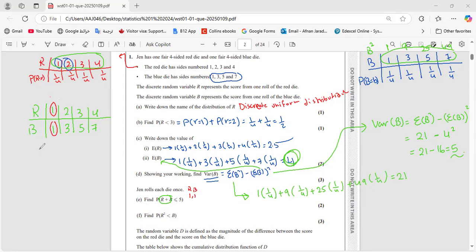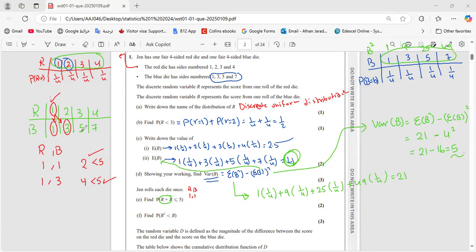Okay? Here, red, blue. I will take 1, 1. The sum is 2. 2 is less than 5. So, accepted. The other one, if you add 1 plus 3, 1 red and 3 blue, you will get 4, which is less than 5. Accepted. Okay? Then 1 plus 5, which equals 6.